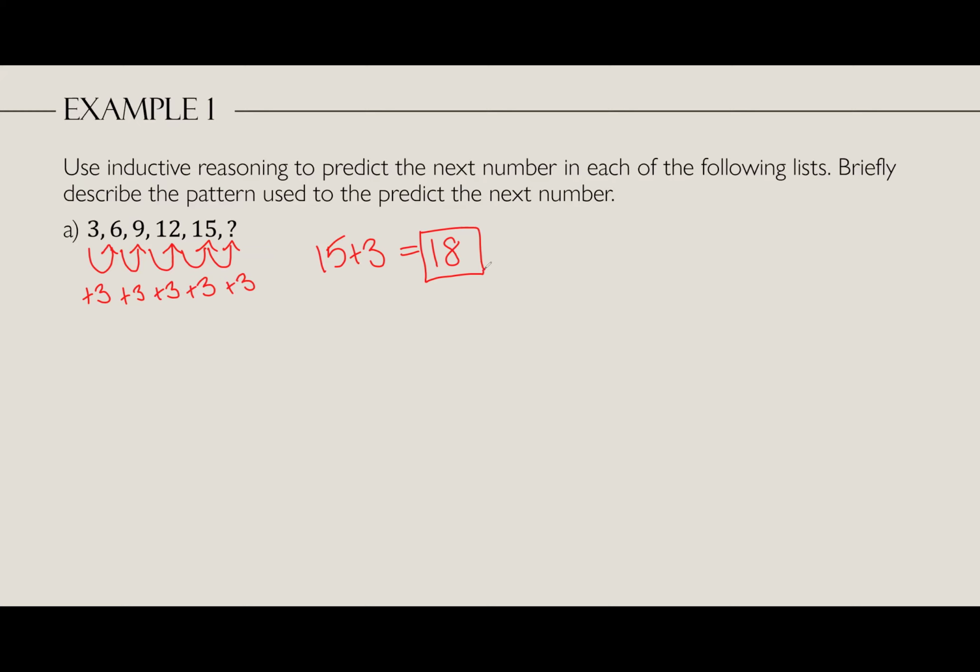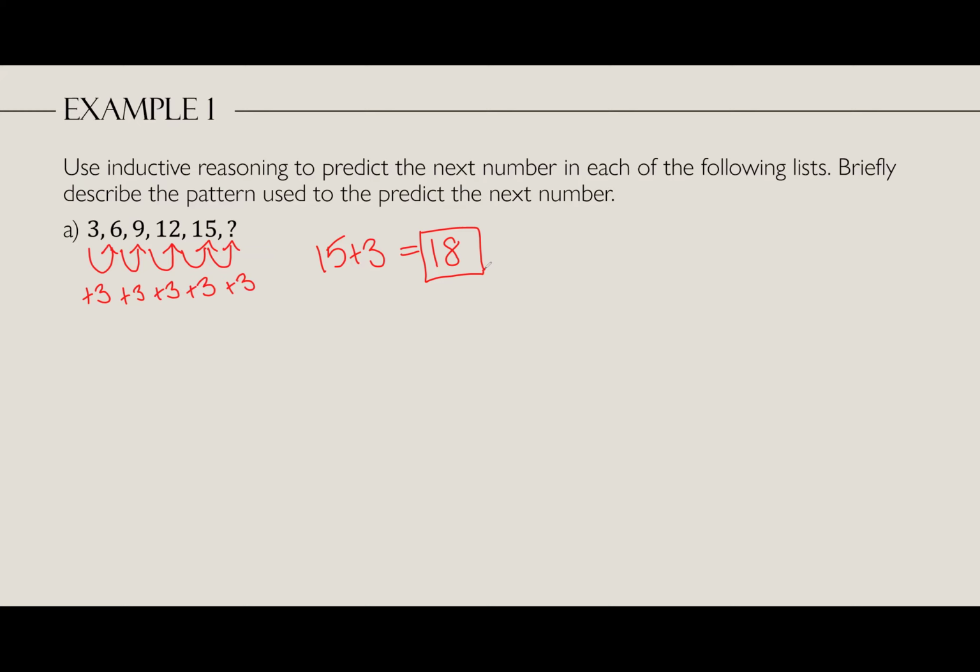I want to take a moment and notice that I said use inductive reasoning to predict the next number. And we're going to see what is the most probable number. For all we know, there could be a pattern here that's not just as simple as plus 3, but this is the one that's making most sense for me looking at it right now. So I have my prediction, and one important thing is our second set of instructions: briefly describe the pattern used to predict the next number.